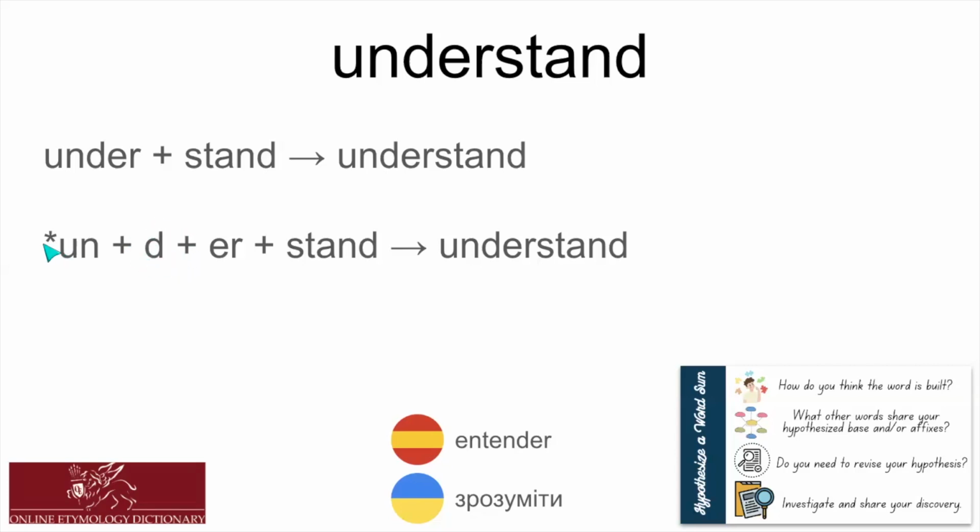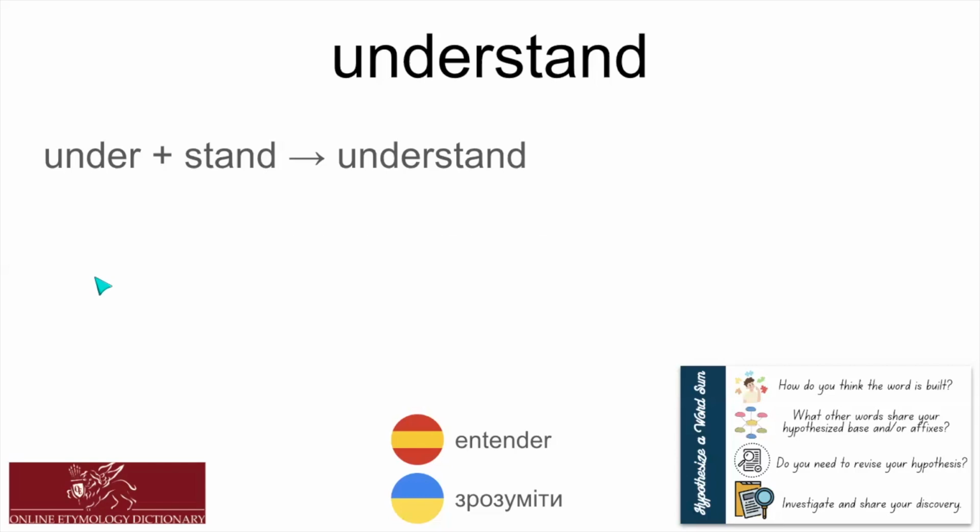Whenever we're doing things with morphology or word study and you see the little star beside it, that means that that's incorrect. That is not an accurate hypothesis or spelling or idea. So we're going to take that one out. So that leaves us at a place to go and do some investigating with the word understand, wondering if our hypothesis is in fact correct.